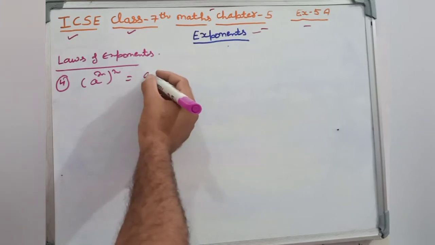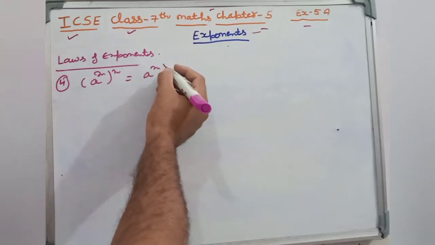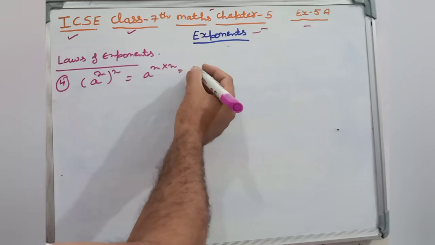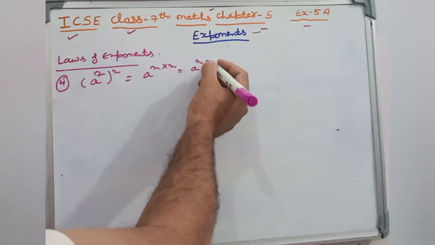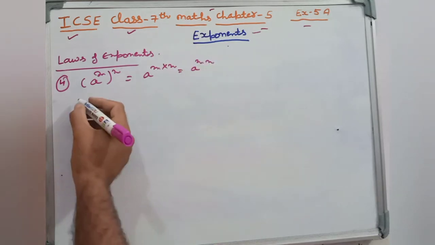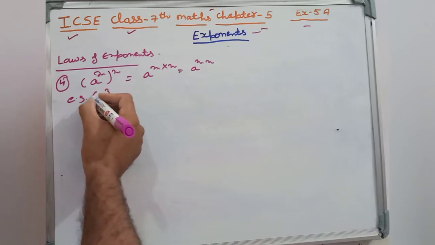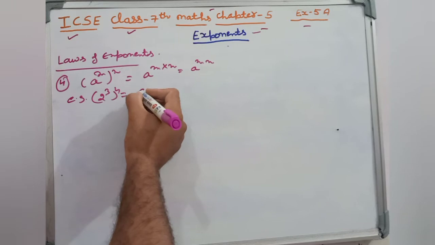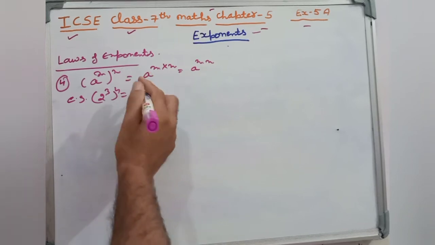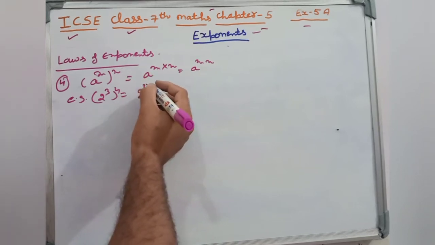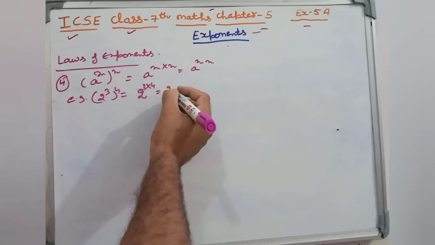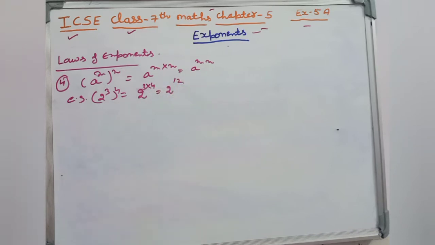So this will become a raised to power m multiplied by n. If I want to give an example, 2 raised to power 3 whole raised to power 4 will become 2 raised to power 3 multiplied by 4, which is 2 raised to power 12, right?